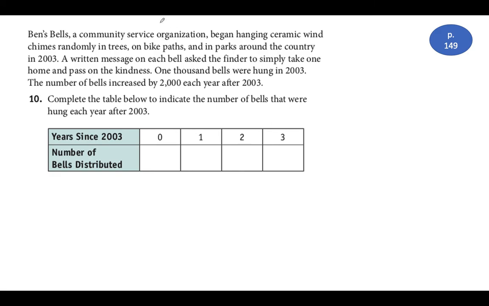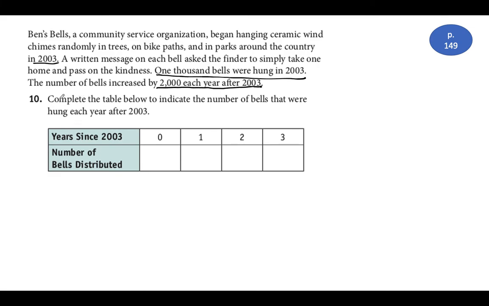We'll do one more. Ben's Bells, a community service organization, began hanging ceramic wind chimes randomly in trees, on bike paths, and in parks around the country in 2003. A written message on each bell asked the finder to simply take one home and pass along the kindness. 1,000 bells were hung in 2003, and the number of bells increased by 2,000 each year after 2003.